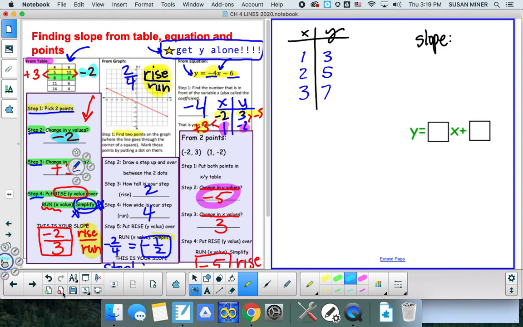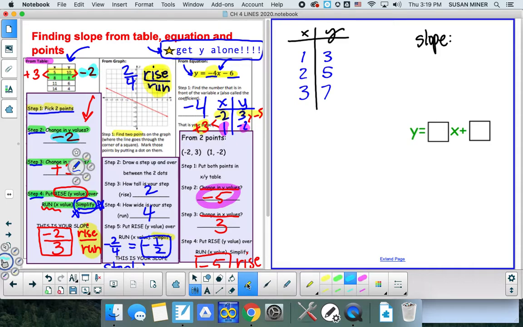Let's do another practice problem. Here's a table. Maybe a good idea for this one would be to pause the video and try and find the slope of this table on your own in your notes. So pause the video for a second and try and find the slope from this table on your own. Okay, hopefully you tried it on your own.